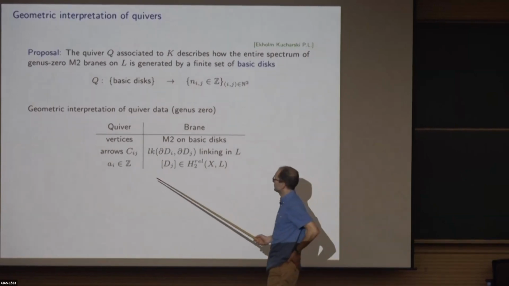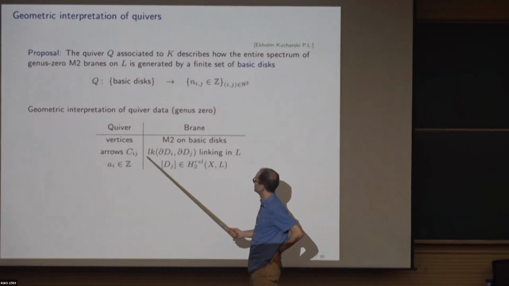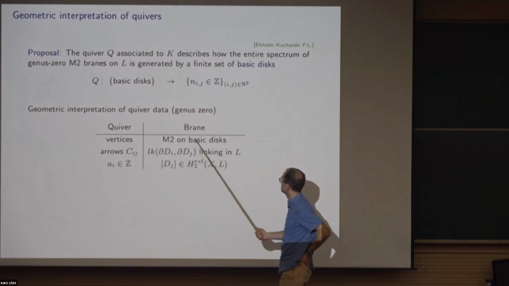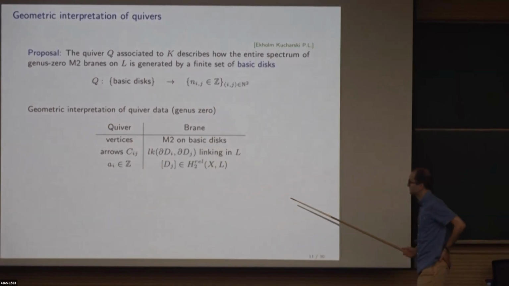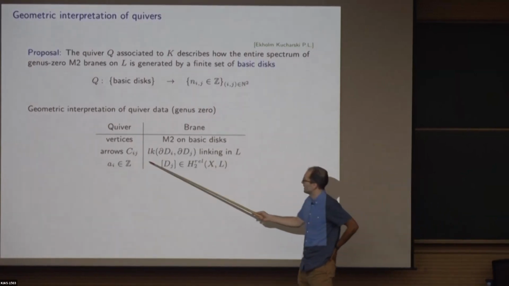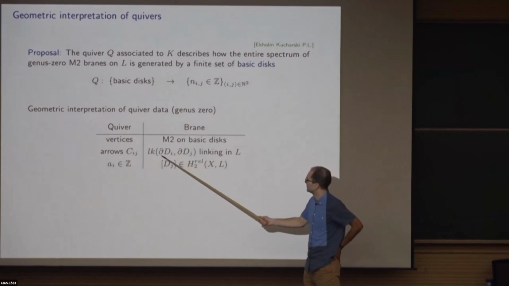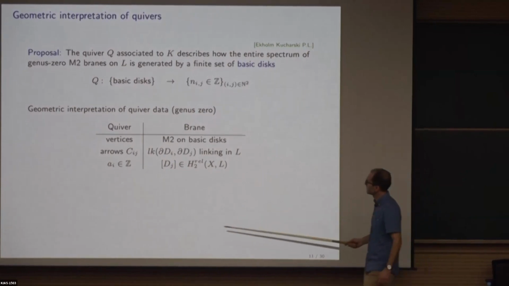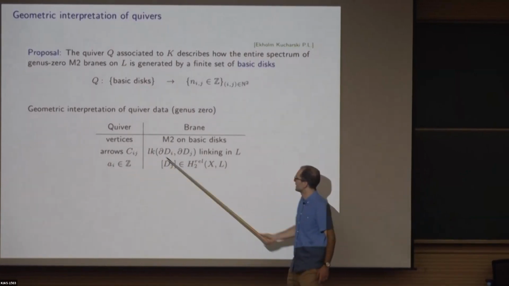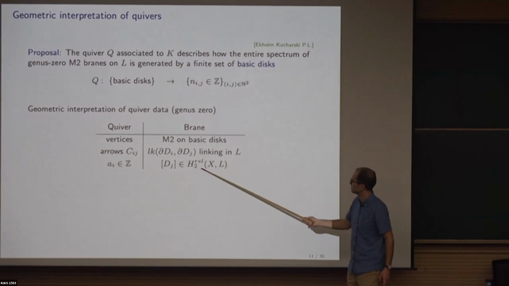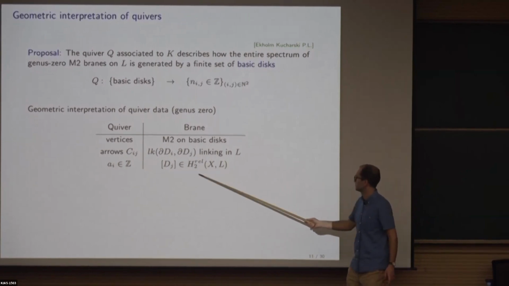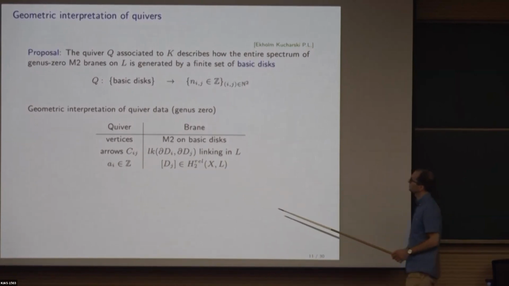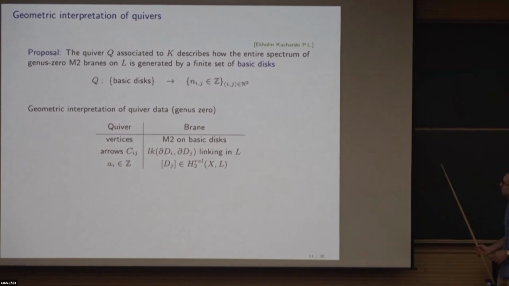And the geometric dictionary at this point in genus 0 is that the vertices of the quiver would be M2 branes on the basic disks. The arrows will correspond to linking numbers of the boundaries of those disks on L. And the integers a_i will correspond to the wrapping numbers of the holomorphic disks, well, the basic ones, around the P1 of the conifold. There was another integer, the q_i, but we're in genus 0, so we don't see that at this point.